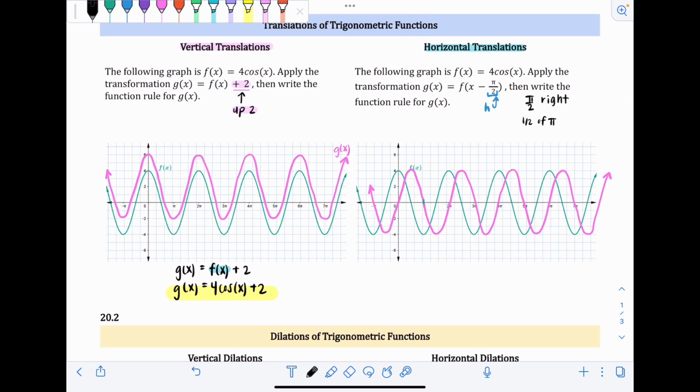So I'm going to treat it the same way. I'm just going to copy down this transformation rule down below. So it's g of x equals f of x minus pi over 2. And I'm going to go ahead and copy down f of x for this one just so I can zoom in and reference it a little bit better, because these ones are a little bit more tricky. So f of x equals 4 cosine of x.